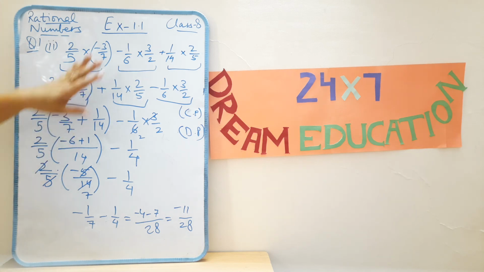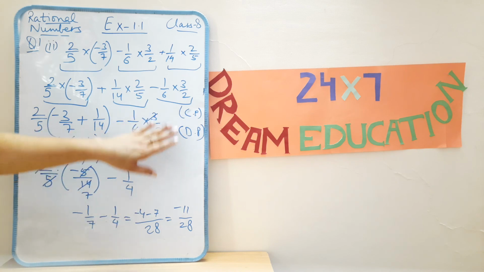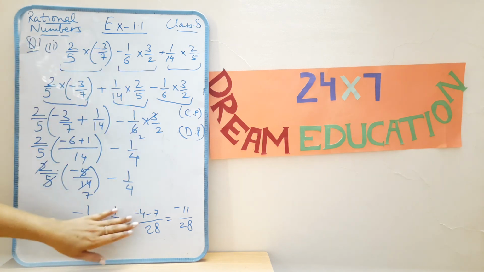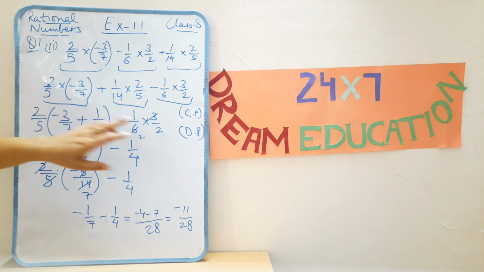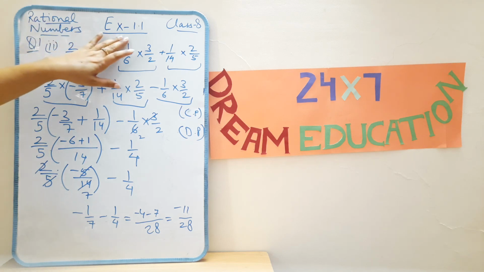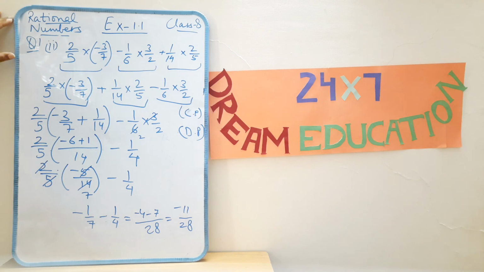Again, you see that we have solved this question using the two properties, commutative and distributive. Remember that you cannot solve this question by doing the BODMAS rule because it is written in the question, use appropriate properties to solve. So we have done it by using appropriate properties. So these are the first two parts of the first question of exercise 1.1 of the NCERT book, Rational Numbers. The rest of the questions I will show you in my next video.